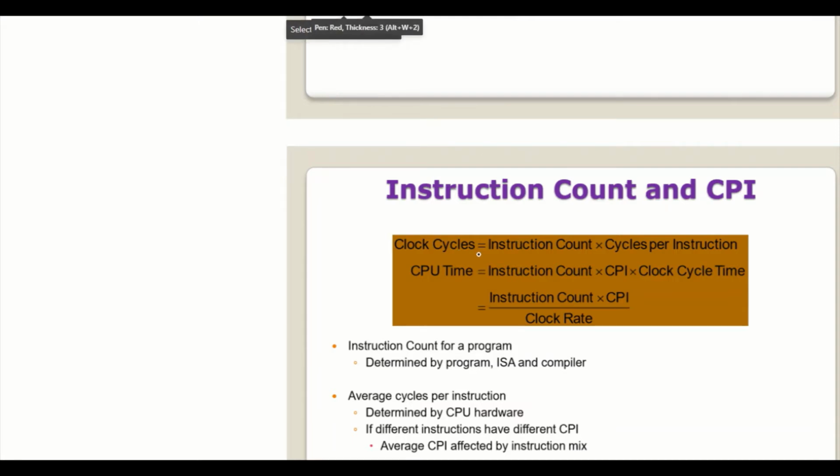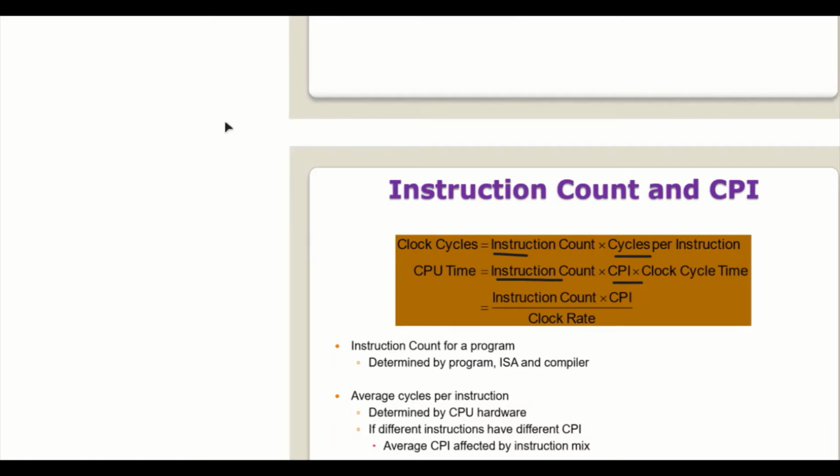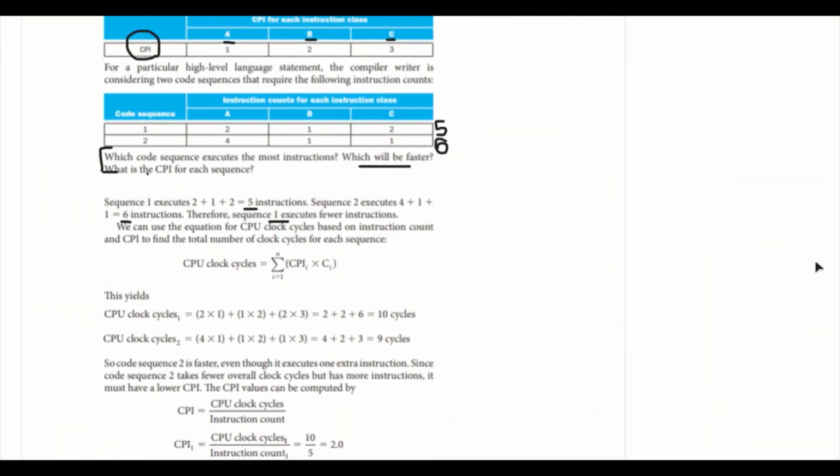What is the clock cycle, instruction count and cycles per instruction? This one. Instruction count and this CPI. That is given, is it? Instruction count is given, CPI for the instruction is given. So use those things and calculate the cycles. Okay, so let me calculate the cycles.